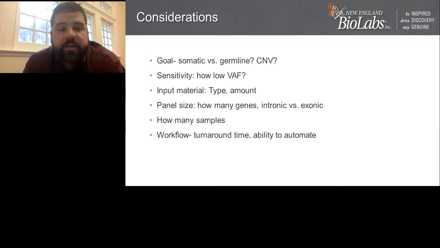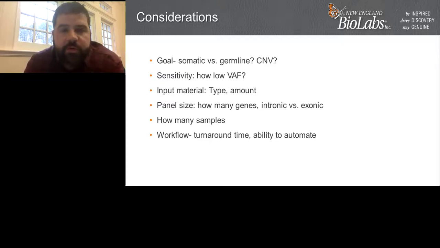And also the panel itself. How big is the panel? How many genes do you want to include? Are there intronic regions that can be of interest, with different challenges that might be associated with homology to repetitive elements in the genome, versus looking for just the coding regions in those exonic regions? How many samples? How scalable is my technology? Can I run this across thousands of patient samples? Or is this something that I really just want to run a handful of things on?